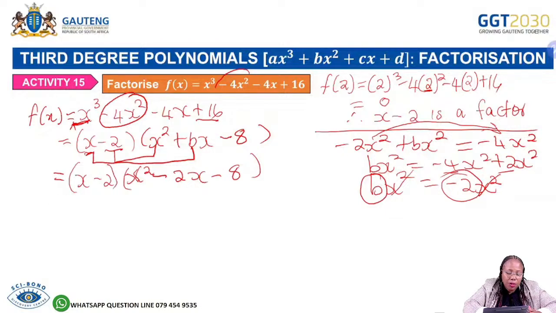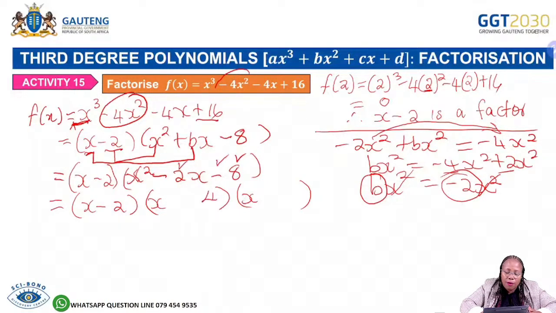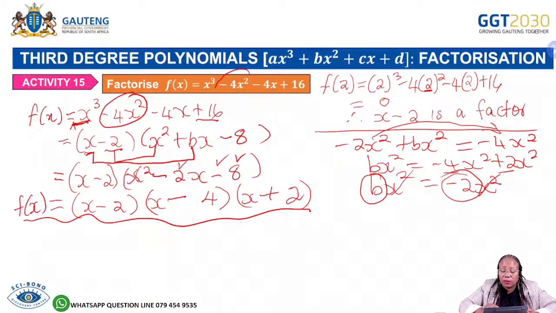And then happy grade 12s, we now have our trinomial factor. It's x minus 2, then this will give us 2 brackets. X squared is x times x, factors of 8. When you subtract, they give you a minus 2. It will be 4 and 2. And then the 4 will be negative and the 2 positive. Therefore, these are the correct factors for this f at x function.